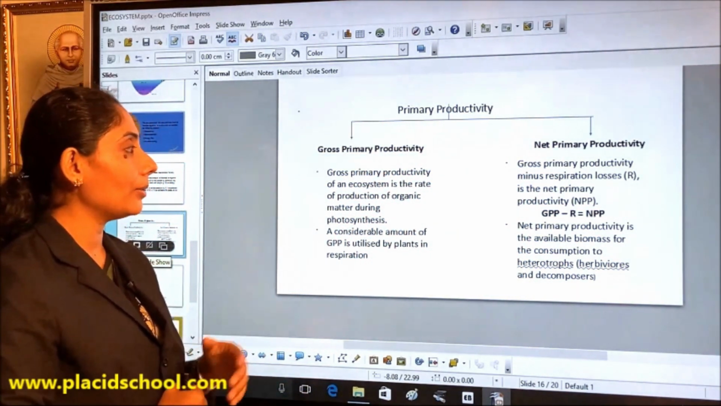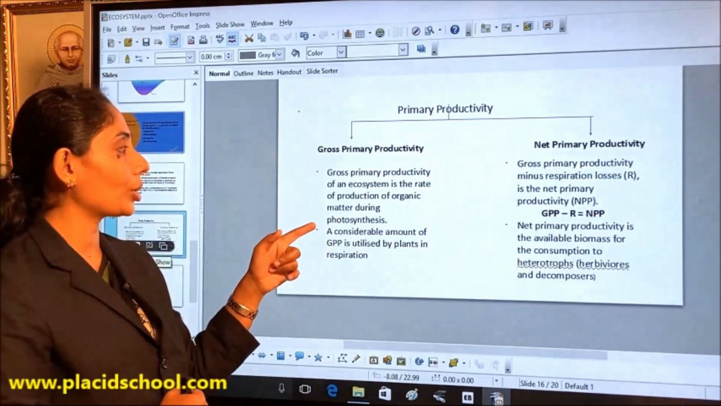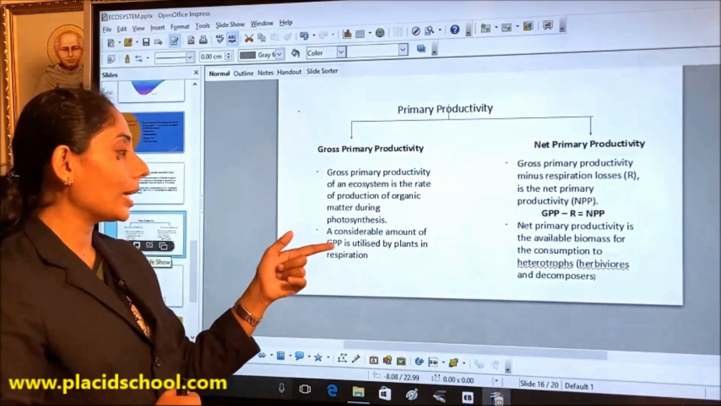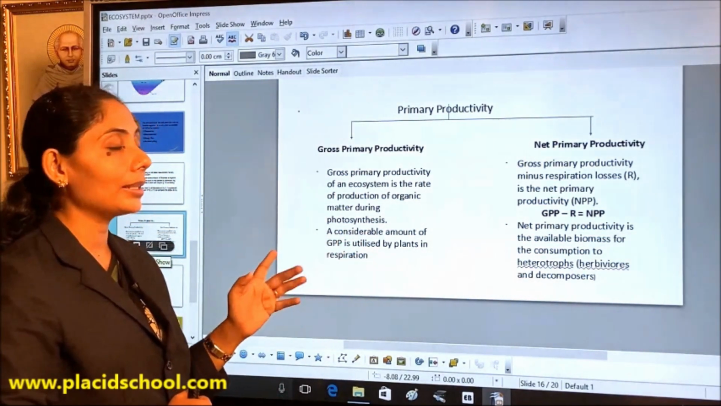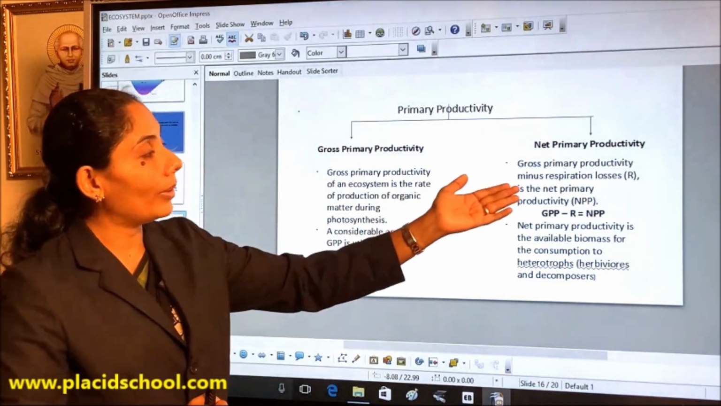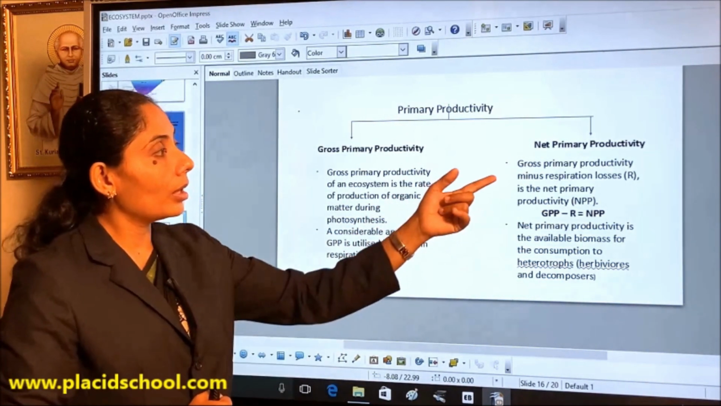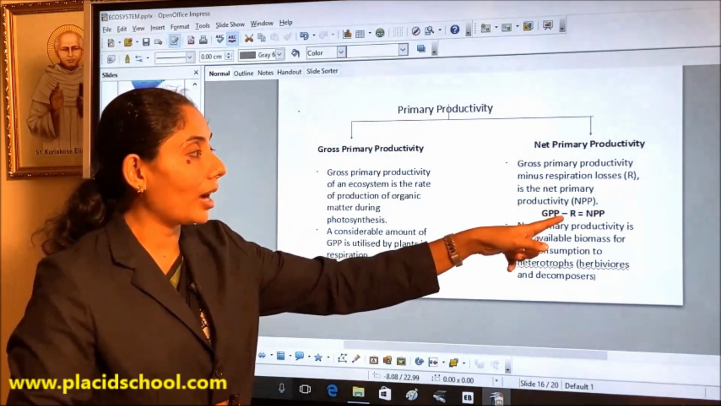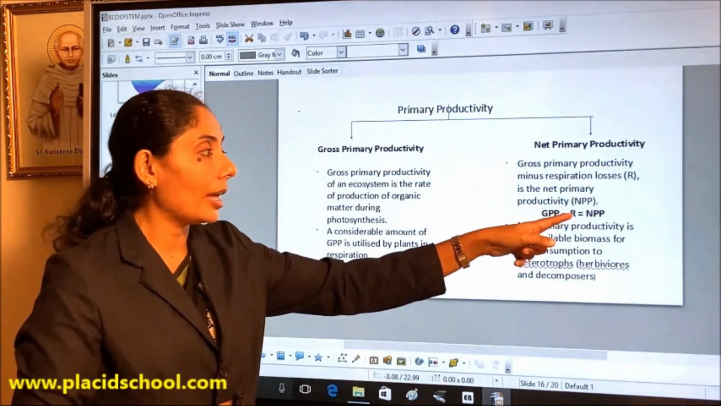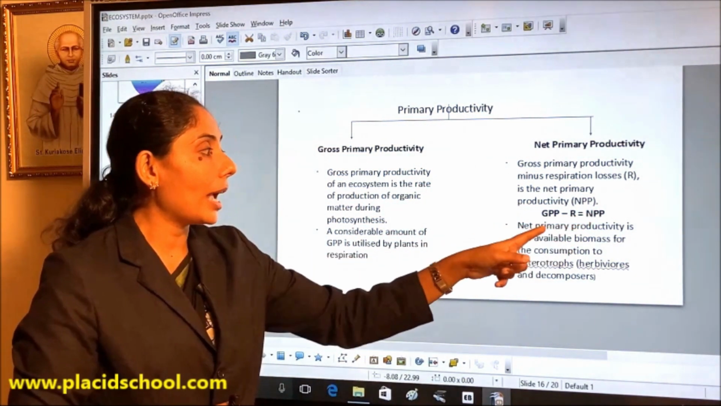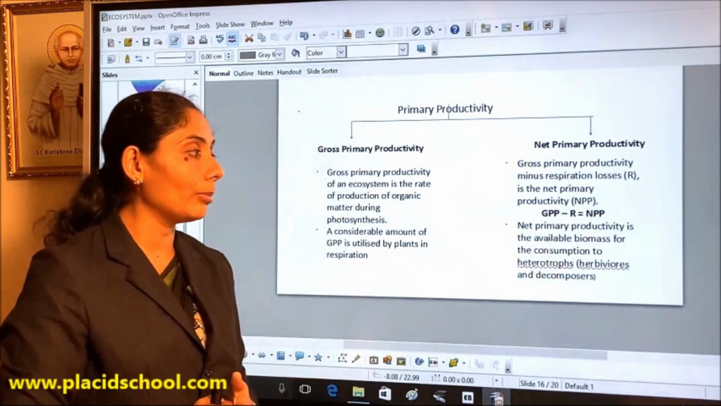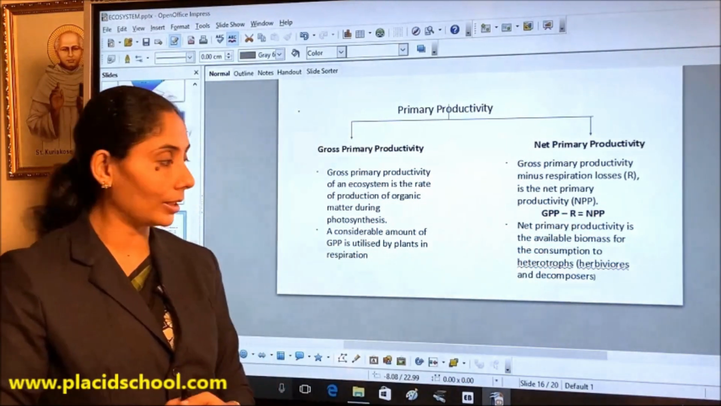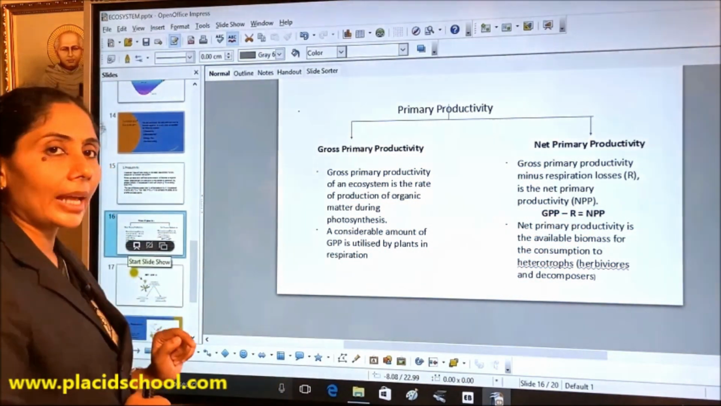Gross primary productivity of an ecosystem is the rate of production of organic matter during photosynthesis, and a considerable amount of GPP is utilized by plants in respiration. Net primary productivity is GPP minus R, where R refers to respiration loss. This net primary productivity is the available biomass for consumption by heterotrophs, that is herbivores and decomposers. Let us understand it much better.